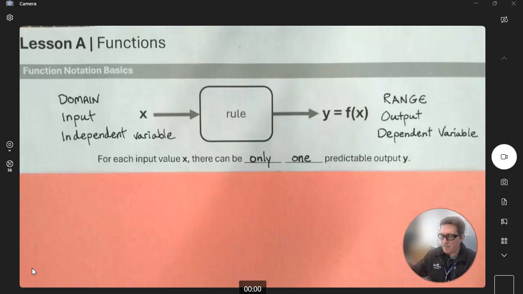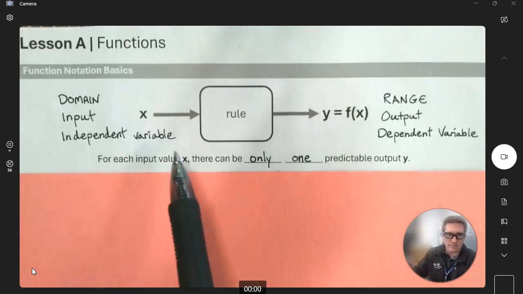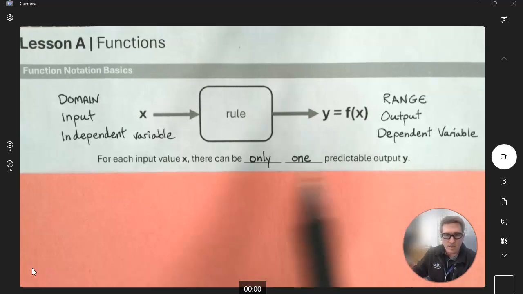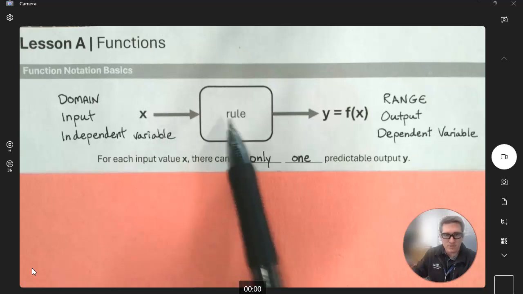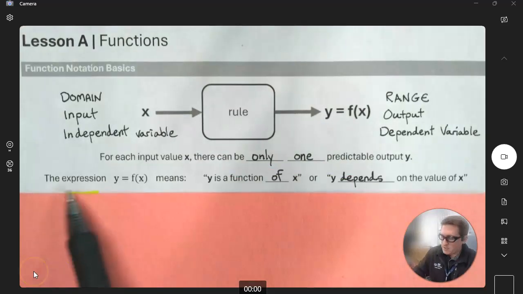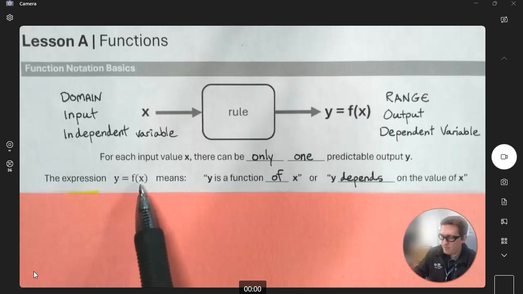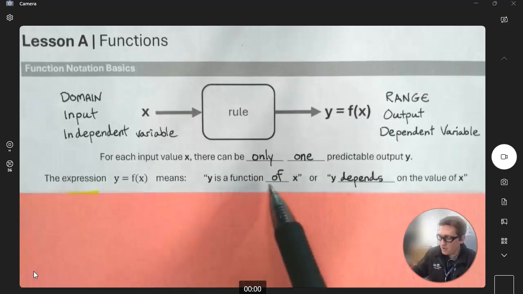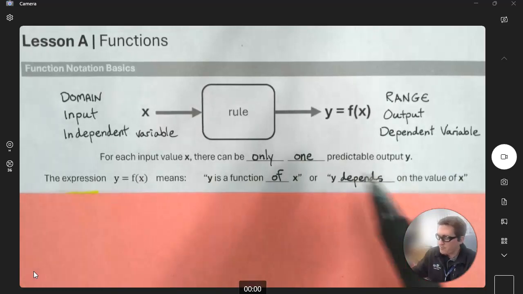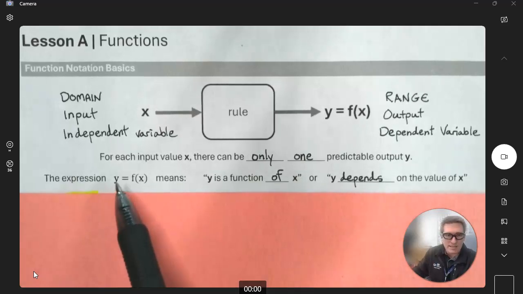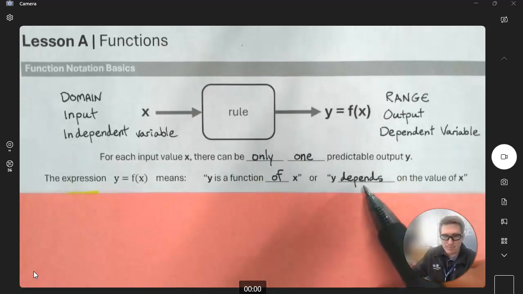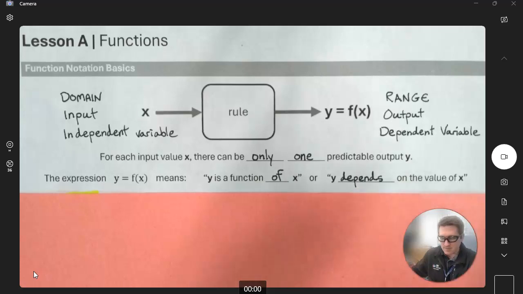So here's the thing about this. For every x that we put into the function, there can only be one predictable output y. If I put a number into my function, I need to get the same number in the output every single time. The expression y equals f of x means y is a function of x. That's what the little parentheses are. So whenever you see these parentheses, you can say "of." Another way of saying it is y depends on the value of x, right? Remember that y is the dependent variable, and it depends on what x is.